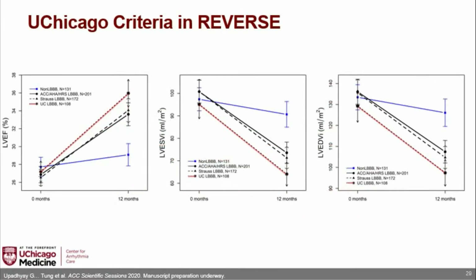We also sought to examine the performance of these criteria in other data sets, and here we were able to obtain the original EKGs from the REVERSE study, and we found that the use of these novel criteria were better able to distinguish remodeling after cardiac resynchronization therapy, even using a traditional biventricular approach.